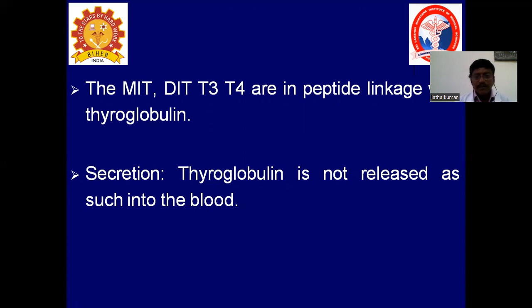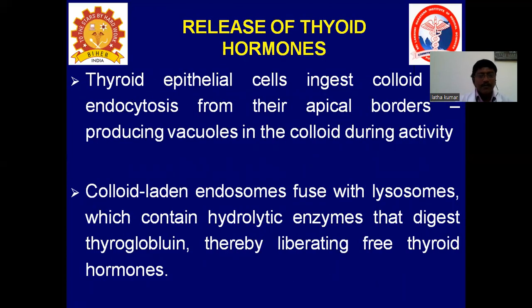Secretion: thyroglobulin is not released as such into the blood, and the release of thyroid hormones occurs by the following process. Thyroid epithelial cells ingest the colloid by endocytosis from the apical border, producing vacuoles in the colloid during activity. The colloid-laden endosomes fuse with lysosomes, which contain hydrolytic enzymes that digest the thyroglobulin, thereby liberating thyroid hormones.